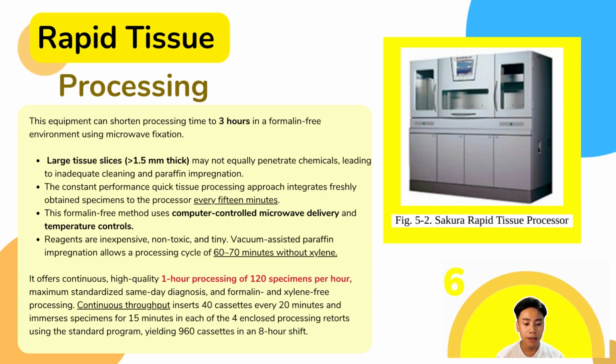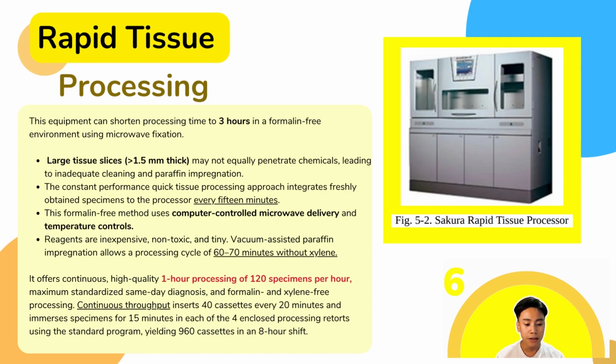This formalin-free method uses computer-controlled microwave delivery and temperature controls. Reagents are inexpensive, non-toxic, and tiny. Vacuum-assisted paraffin impregnation allows a processing cycle of 60 to 70 minutes without silane. It offers continuous, high-quality 1-hour processing of 120 specimens per hour, maximum standardized same-day diagnosis, and formalin and silane-free processing.